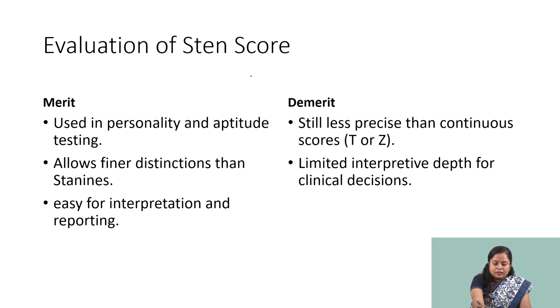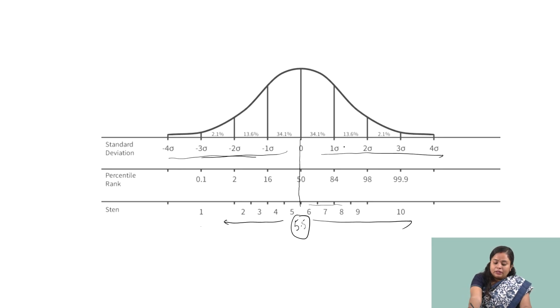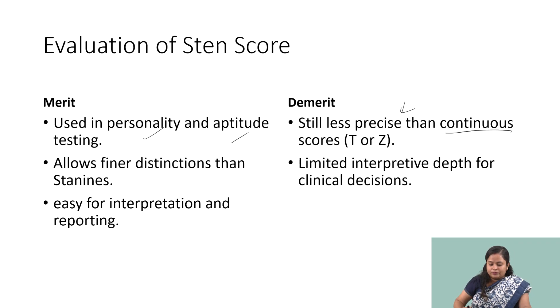Evaluation. Sten scores are very commonly used in personality and aptitude testing, allow finer distinction as compared to Stanine, and are easy for interpretation and reporting. But they are less precise as compared to continuous scores like T or Z. You may see here that from 1 to 2 sigma the interval is quite equal, but in the 7.5 to 9.5 range the distribution, and from 9.5 to 10, the interval is not that equal.